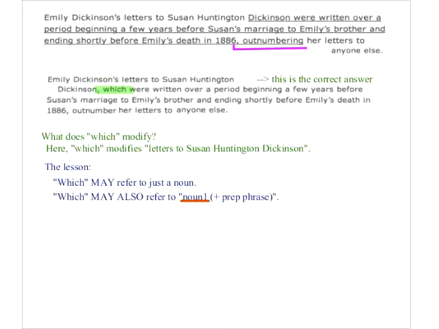So that's probably the best way to state this case, which is allowed to jump over prepositional phrases if the context or grammar demands that it do so. Yeah, to Susan Huntington Dickinson is a prepositional phrase, because to is a preposition. Although, what we're going to talk about in a second is, and I'll use some examples to illustrate this, it'll be confusing, but it can only jump over a prepositional phrase that actually modifies the intended noun.